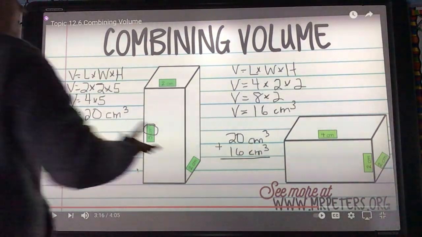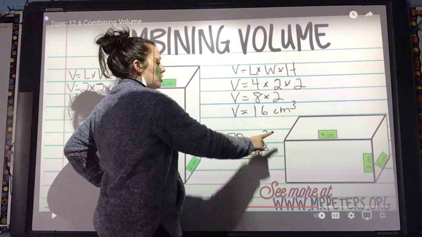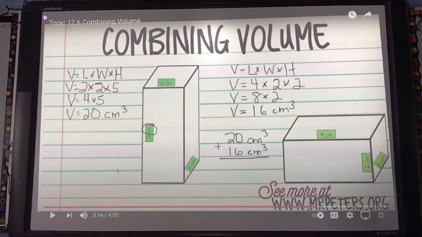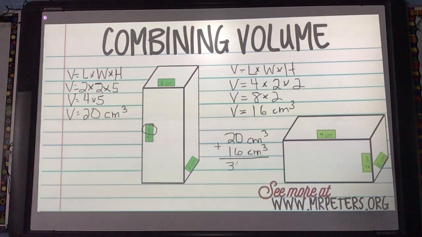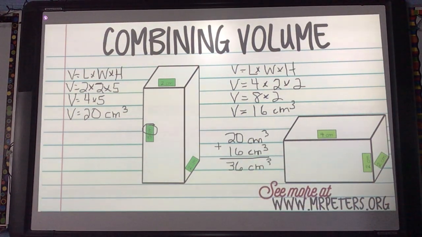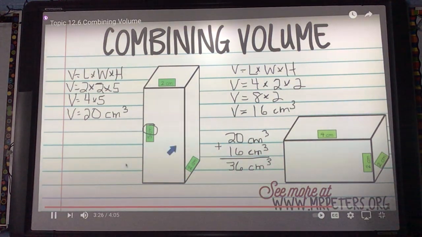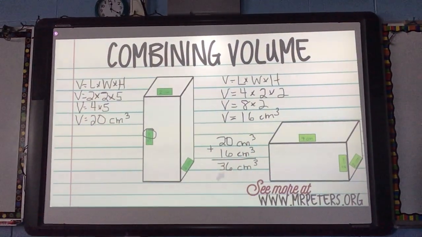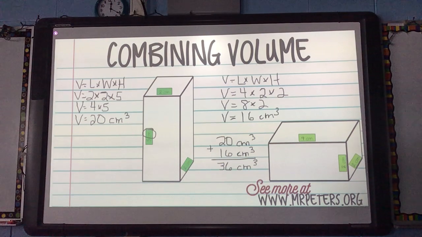Remember that little 3 means what word? Cubed. If you want to write the word instead and write cubed, C-U-B-E-D, you can. Your choice, your preference. 20 plus 16 is 36 centimeters cubed. That is how you combine volume. So to combine volume, you really break up shapes, solids rather, into 2 separate small prisms and then solve them separately and add them together to get your answer of 36 centimeters cubed.